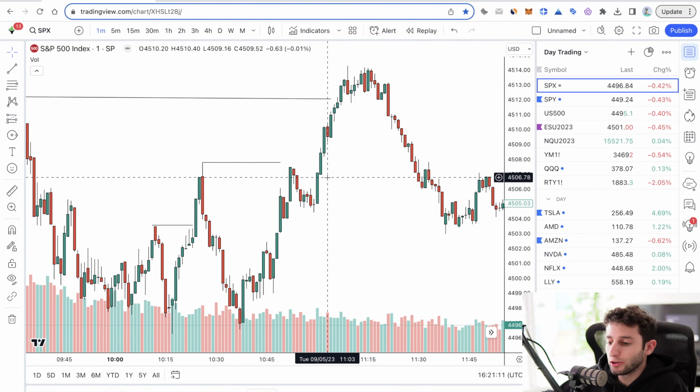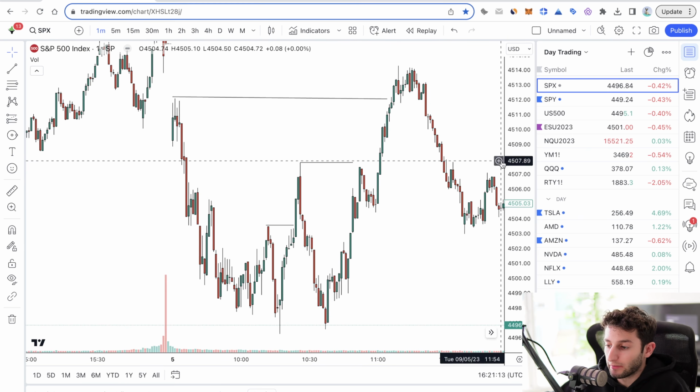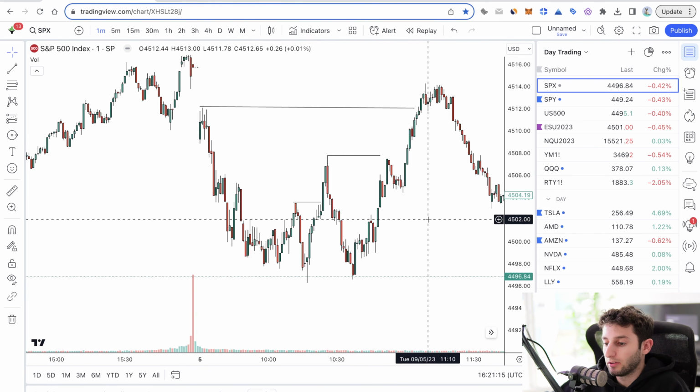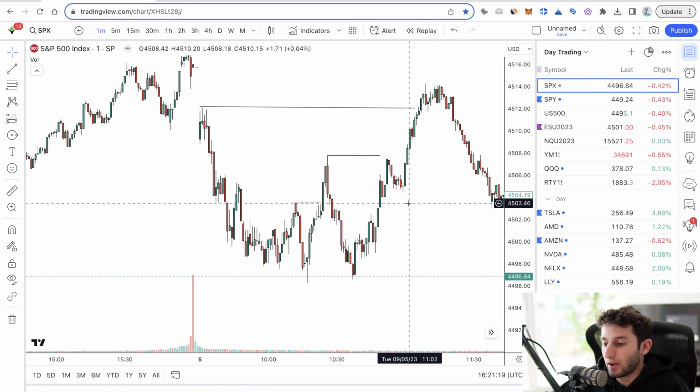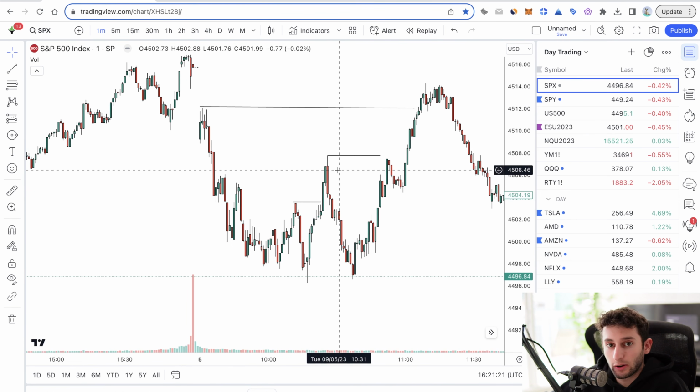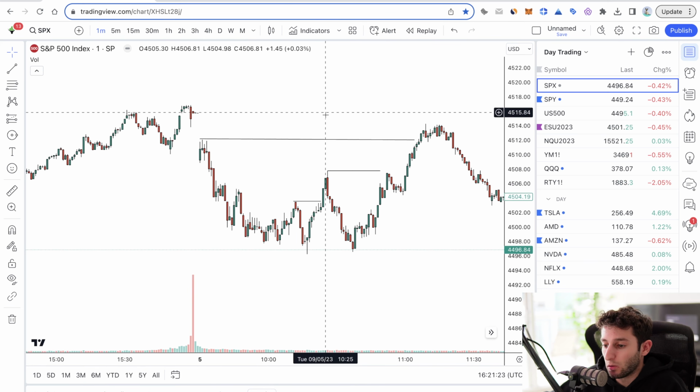Whatever it is, all you're doing is taking the probability in your favor, and you can simply do this trading SPX, trading SPY, using options without any indicators. There's no indicators on my chart. I don't even have any levels on my chart, no lines.